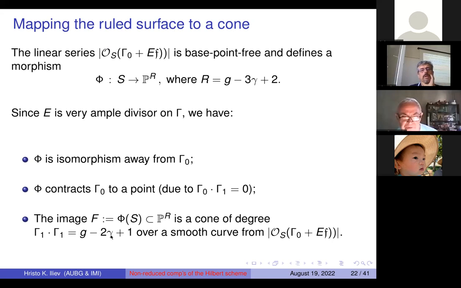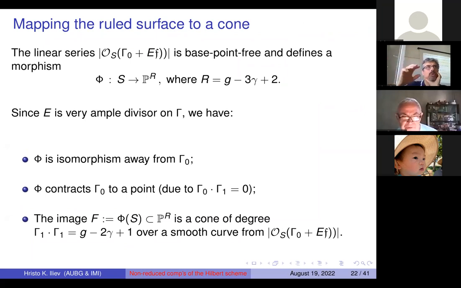And further on, we have some other hints. As I said, by looking at the curves in different classes, it turned out that the curve that is in the class of 2 gamma naught plus 2 EF has image on the cone that has the right invariants. So that in fact turns out to be our curve.